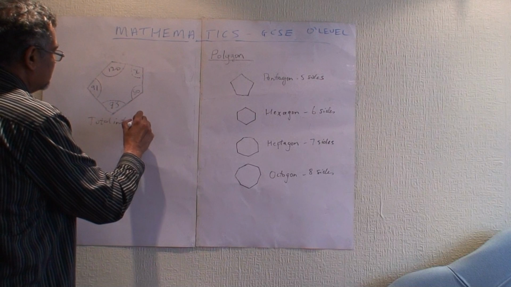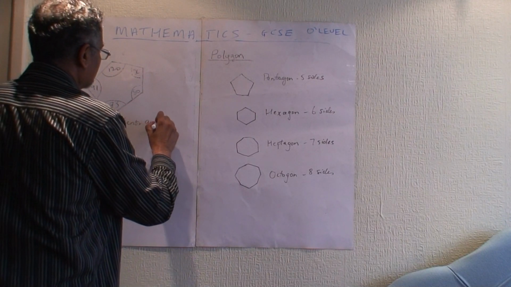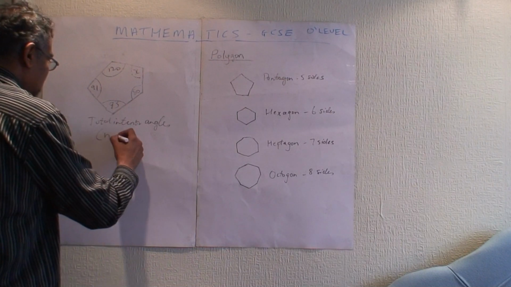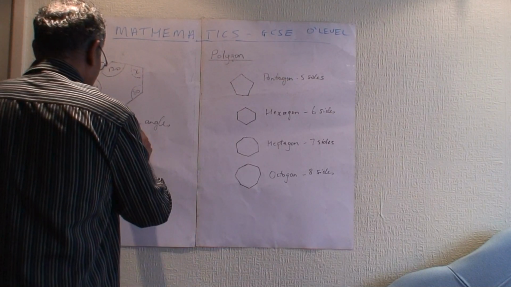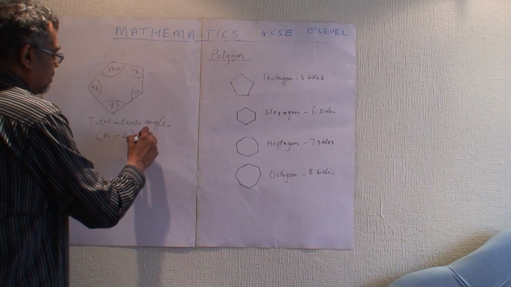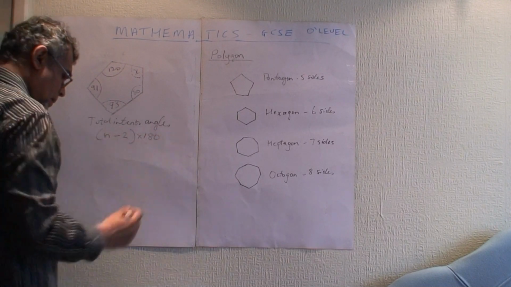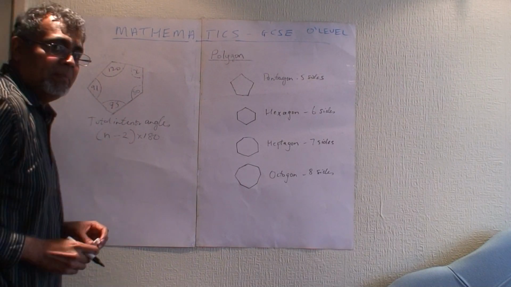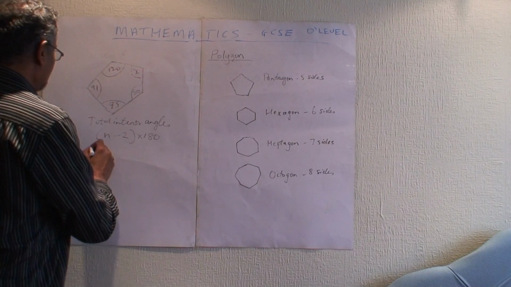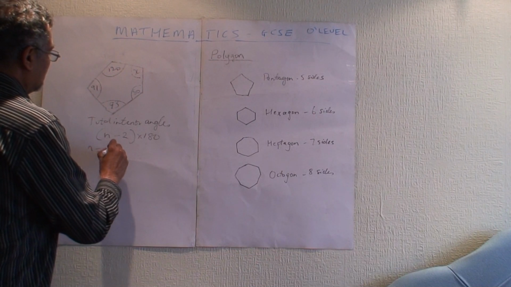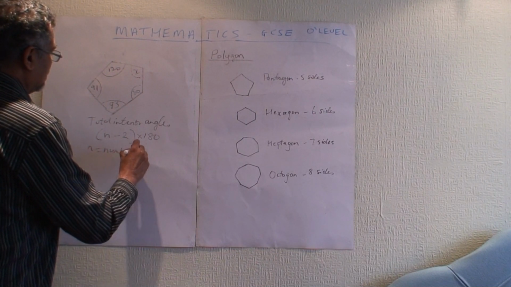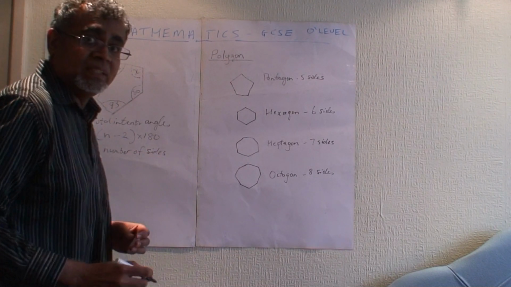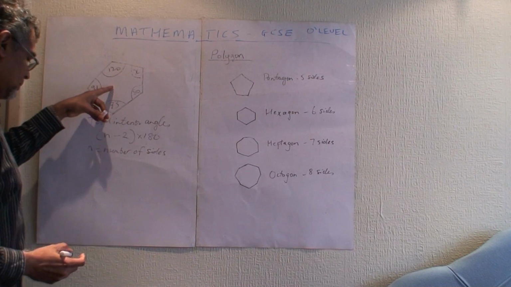To find the total interior angles, the formula is n minus 2, multiplied by 180. Now n means the number of sides. Now we know this figure has 5 sides.